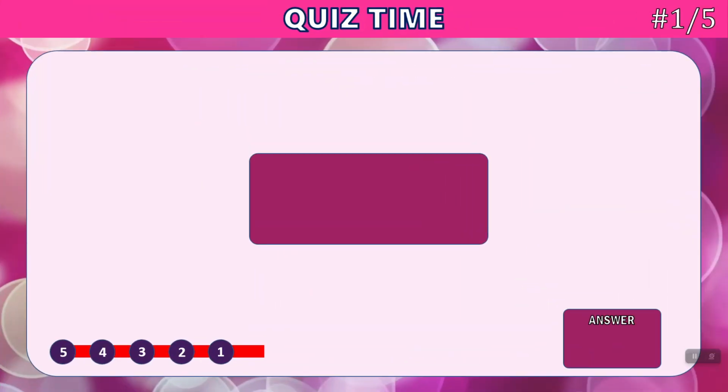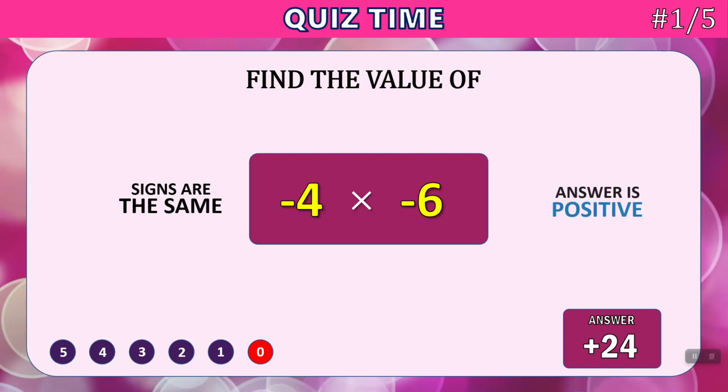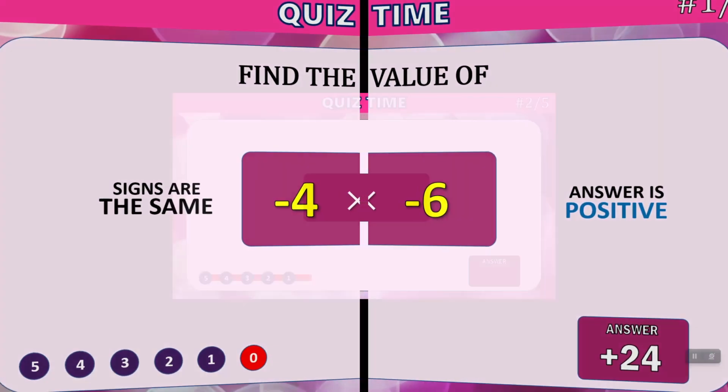And now it's quiz time. Using what we just learned, find the value of -4 times -6. You have 5 seconds. Time is up. The answer is +24. The signs are the same, and so the answer is going to be positive.